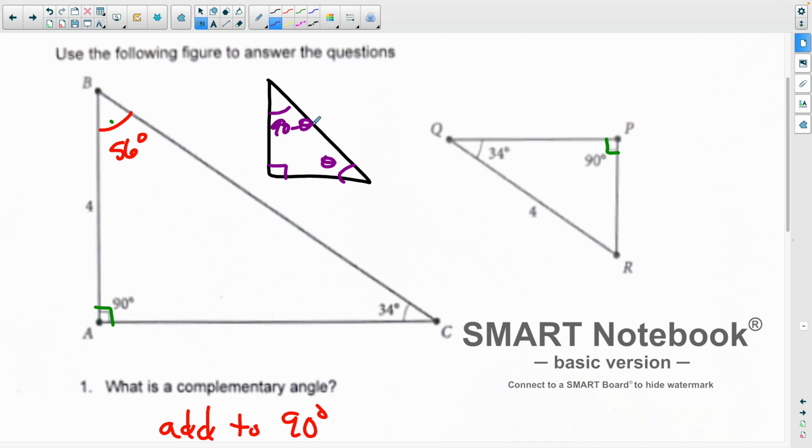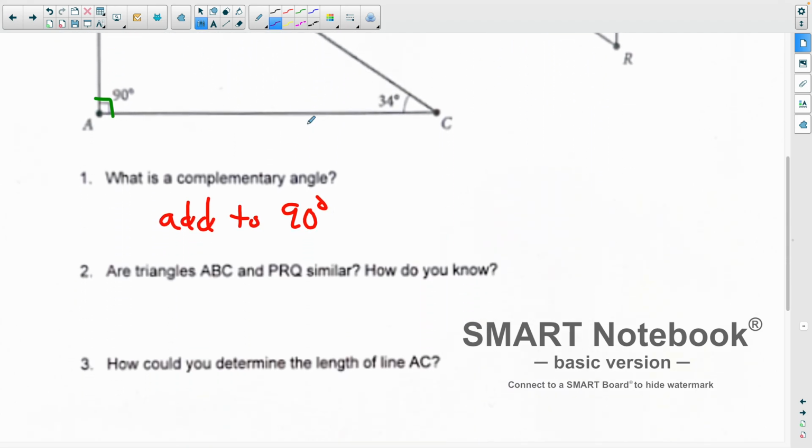Everybody okay with that? That would be kind of the rule. So whatever I give you for that angle, we're just going to subtract that. Okay? So that's kind of what it means. That's where complementary angles help us in the triangles that we've been discussing. All right?